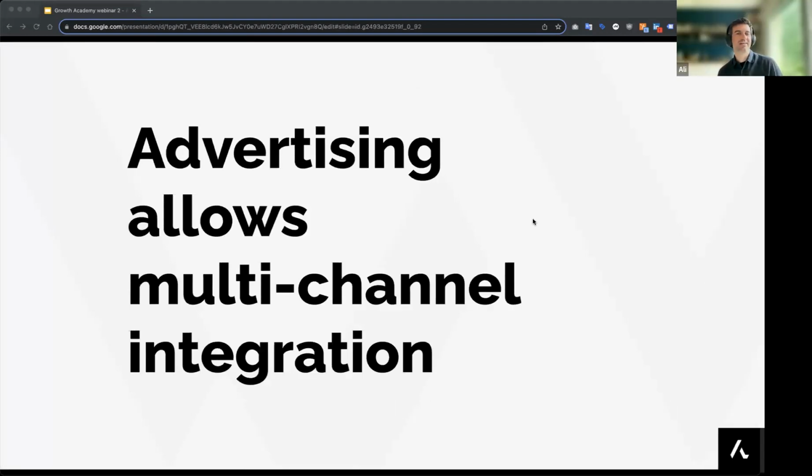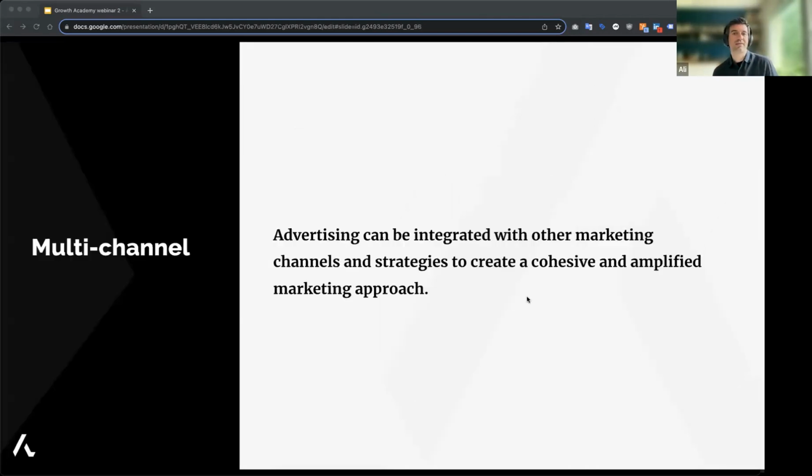Another advantage of using advertising is that it allows multi-channel integration. And what I mean by that is it can be integrated with other marketing channels or strategies to create a cohesive and amplified marketing approach. Simply by aligning your advertising efforts with content marketing, social media marketing, email marketing, even PR, one can create a comprehensive marketing ecosystem, and that will accelerate lead generation for you or boost overall marketing performance.